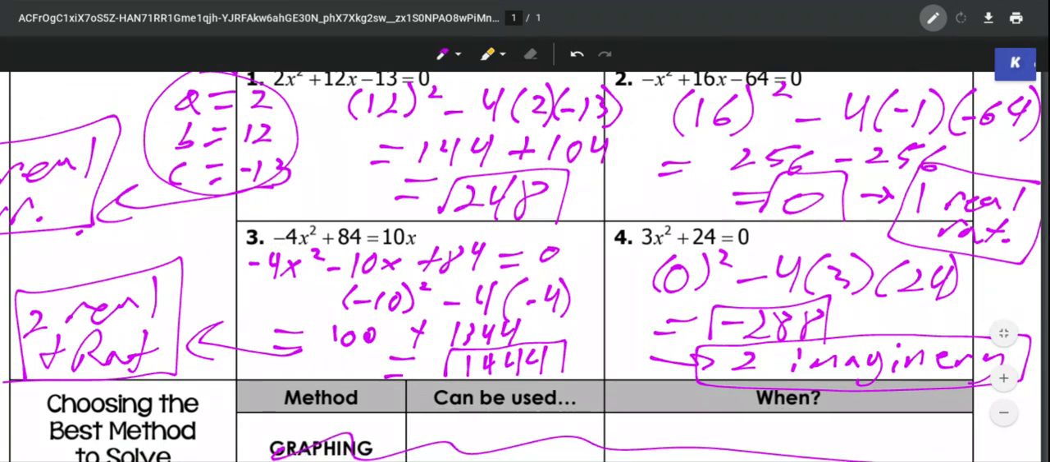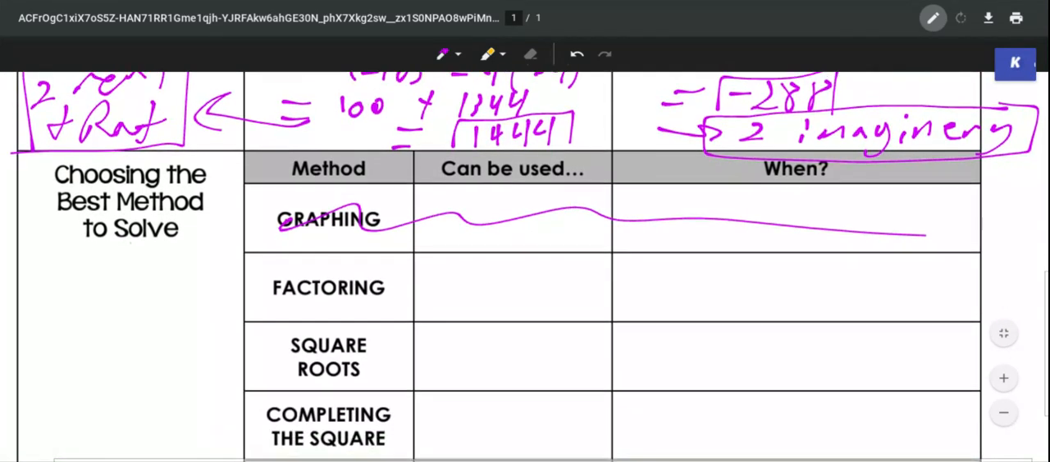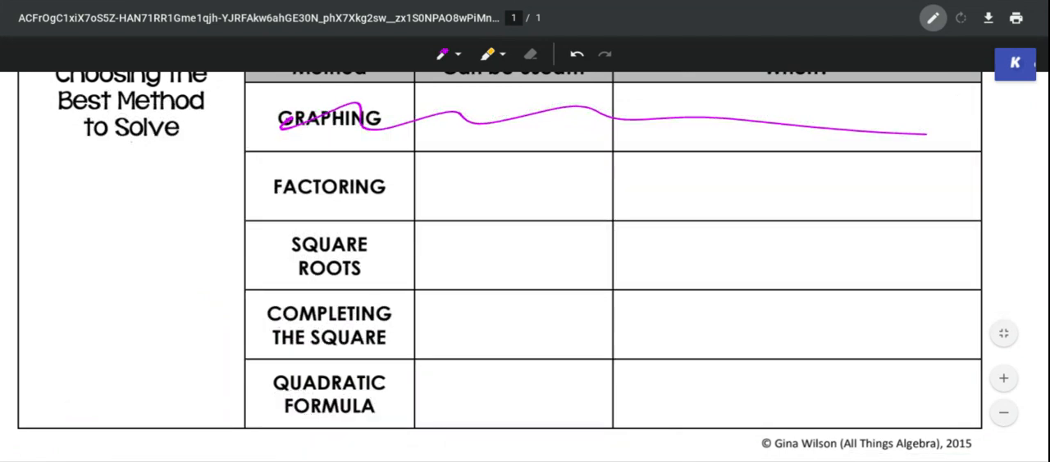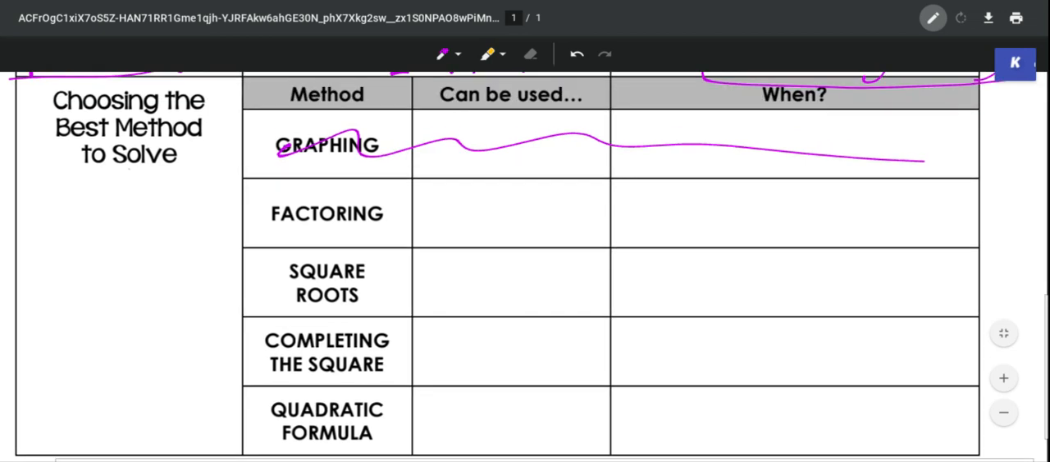Now, I'm going to help you with choosing the correct method by giving you a chart to tell you pretty much when to use each one. So we've been over factoring, square roots, completing the square, and quadratic formula. We use the discriminant to help us figure out which methods to use. So I'm going to give you this chart, and it's going to help you on what your homework's going to be. And so please get this stuff written down and pay attention to it.